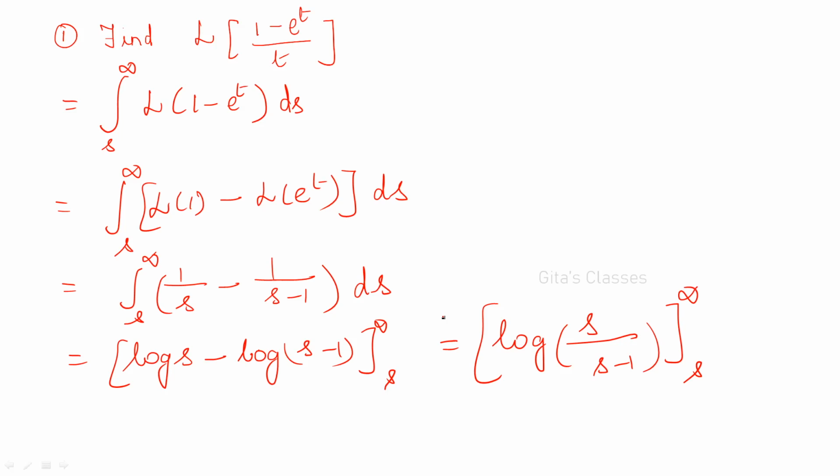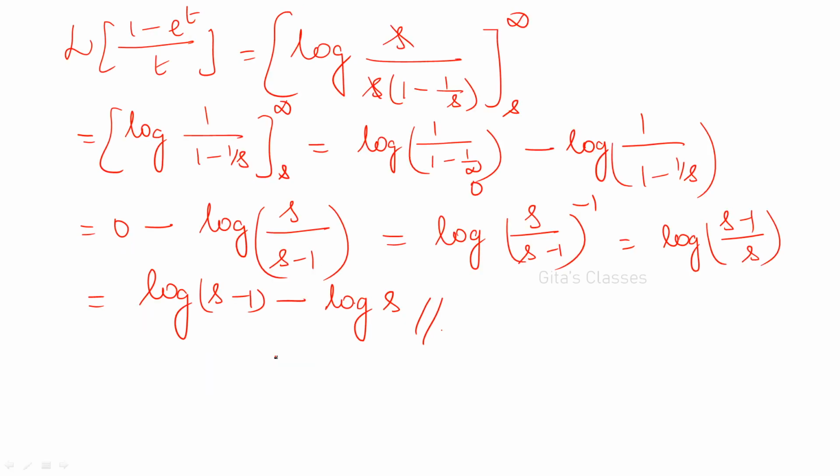Actually from here itself, if you are thorough, you can write log s minus log of s minus 1 from s to infinity, it will get reversed. So how it is getting reversed you should know, okay. So you should understand the concept. So it is log of s minus 1 by s is our answer.